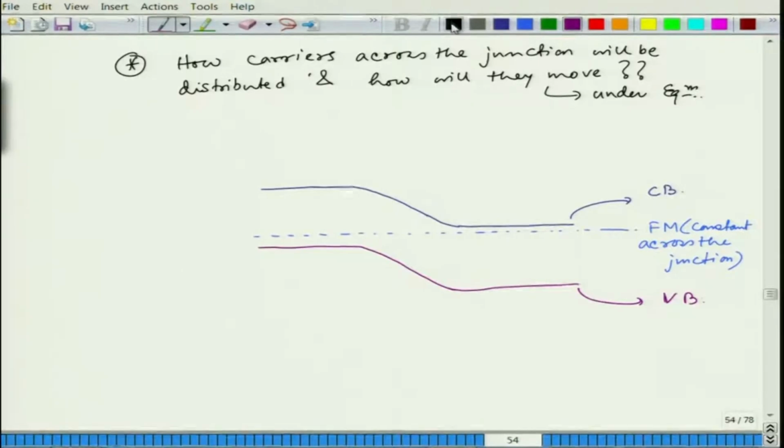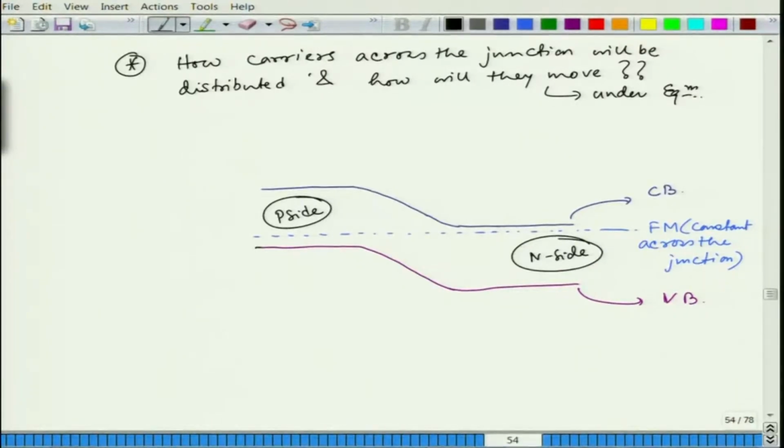Okay. Now, we can see that here in the left hand side we have the Fermi level is close to the valence band, that means this is the p side. So, we can write this is the p side, and on the other hand the Fermi level is far away from the valence band and closer to the conduction band. So, that is n side.